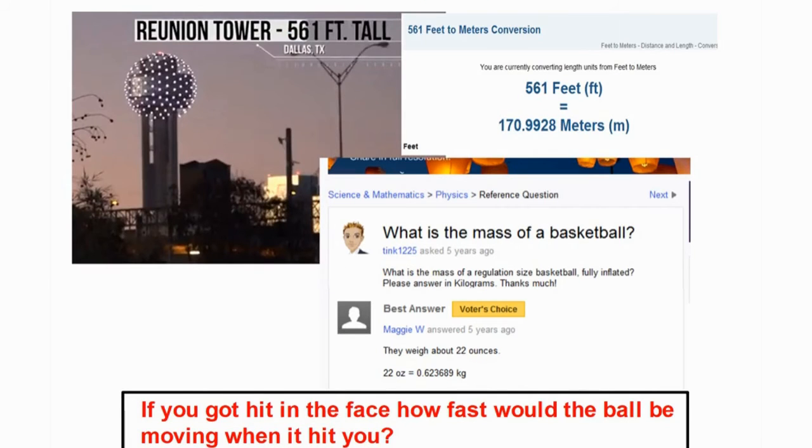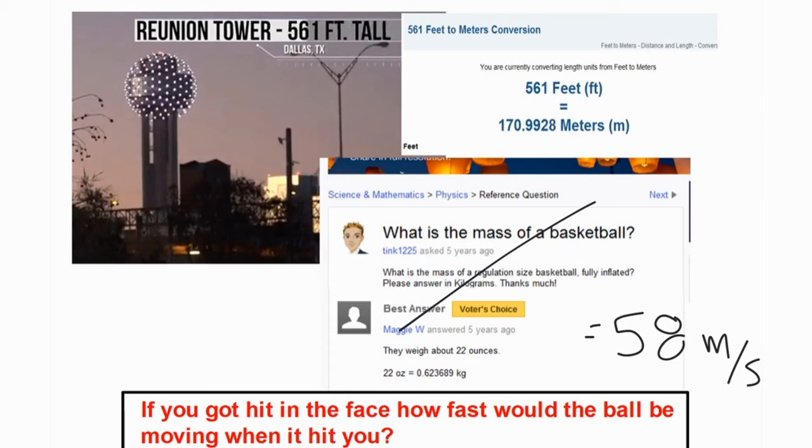As long as we don't need to know the mass, we need to know the height. So 170.98 meters. That's how high this tower is. So that's our height times 9.81 times 2. And then I square root it. And we get 58 meters per second, which seems very fast.